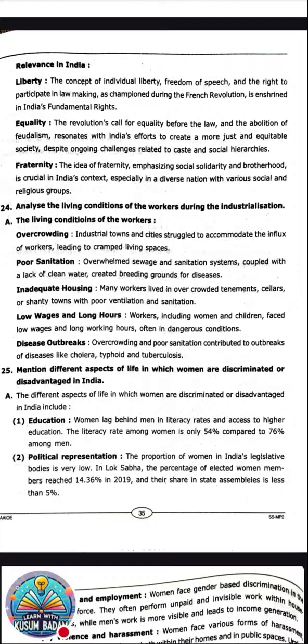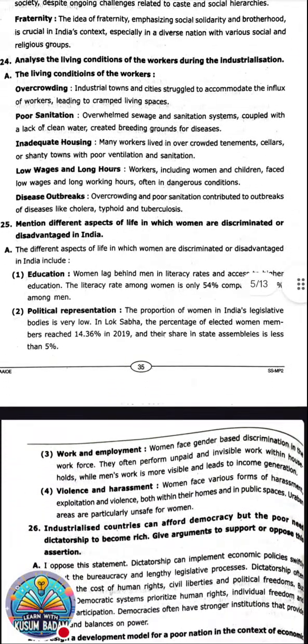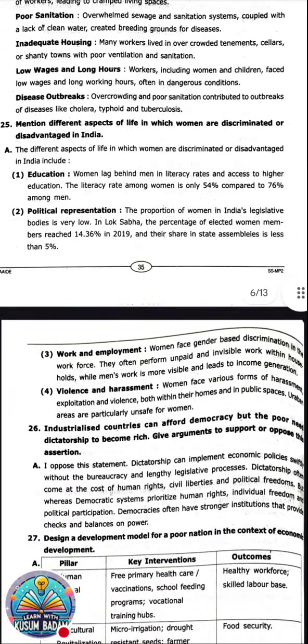Here, mention different aspects of life in which women are discriminated or disadvantaged in India. This is also a very important question which you can write very easily in your own words. How are the women discriminated? Already you know that women are discriminated on the basis of respect in the society also. So the first one, education. More opportunities are given to boys compared to girls.